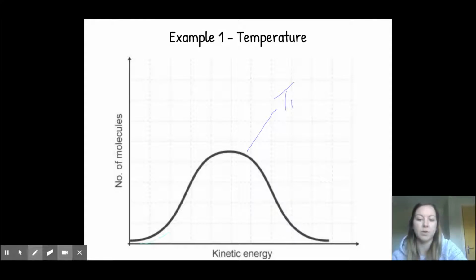I would draw it lower and to the right hand side. Hopefully you can see that colour of pen. So that would be temperature 2, which would be a higher temperature.